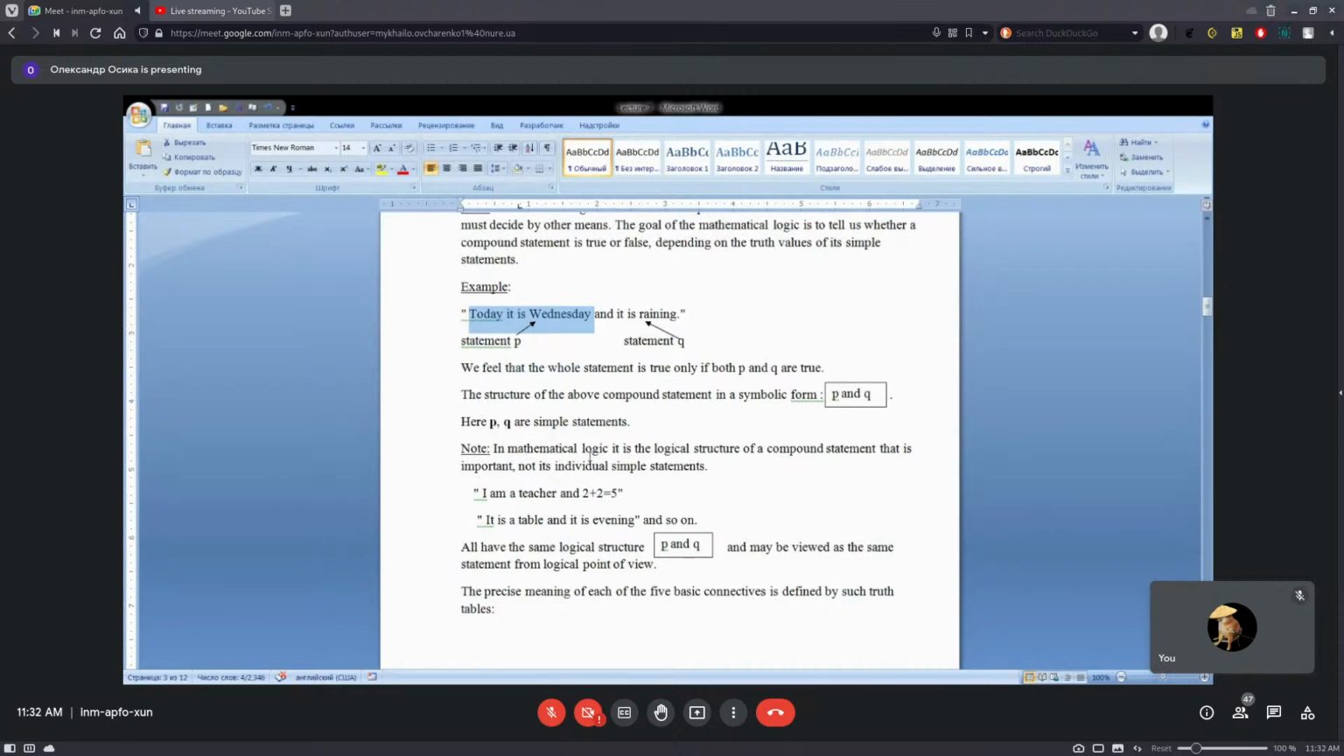Note, in mathematical logic, it is the logical structure, like this logical formula, of a compound statement that is important, not its individual simple statements. Like today it is Wednesday. Instead of P, we can use some other sentence, substitute here, or this formula can represent many statements made by this pattern, or by this format.